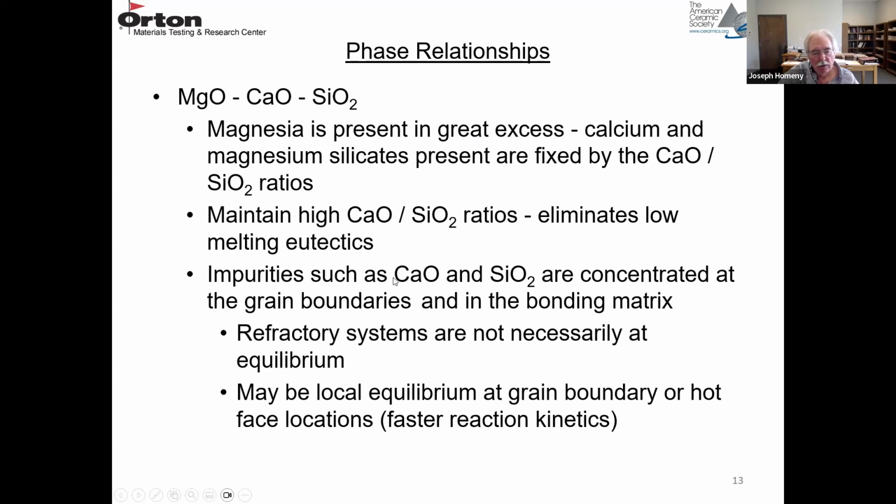And these impurities, lime, silica, the other impurities, perhaps alumina and iron oxide, they're concentrated at the grain boundaries or in the matrix if there's a large amount of impurities. These refractory systems are not really at equilibrium, but they may be in equilibrium at grain boundaries where there's a lower melting phase that may have proper kinetics to reach equilibrium, or at hot face locations during use. The high temperatures at the hot face speed up the reaction kinetics.